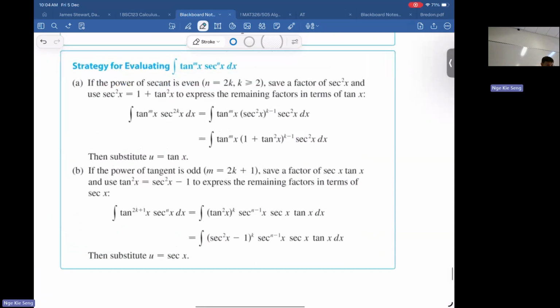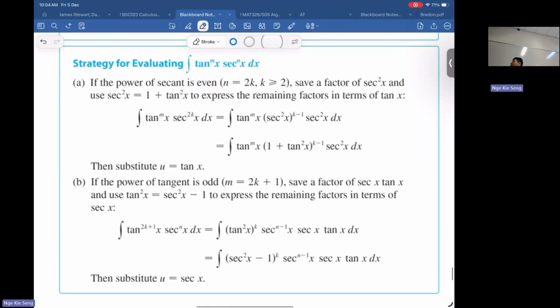Similarly, if you have m power of tangent or n power of secant here, if the power of secant is given, so just now we conclude that we want to substitute tangent x. If the tangent is odd, then we will use substitution of secant.